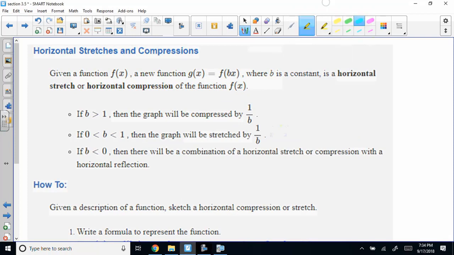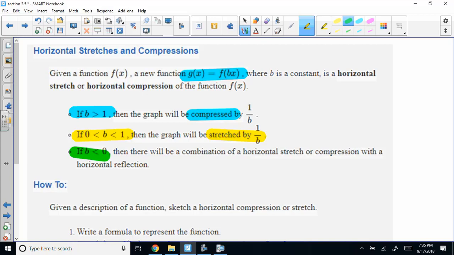All right, horizontal stretching. Look where the multiplier is. It's inside of the function, so it's going to be multiplying the x value. Here's a list of criteria. If b is greater than 1, then it is being compressed by 1 over b. If b is between 0 and 1, then it's being stretched by 1 over b. And ladies and gentlemen, if it's less than 0, then there's a combination of horizontal stretch or compression with a horizontal reflection.